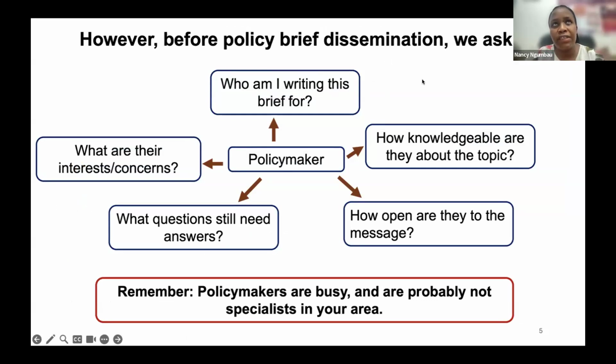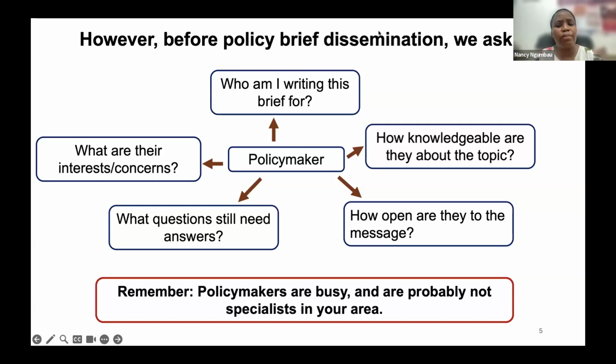Before the policy brief dissemination, as I'd said, we usually ask, so you have the policymaker, and I think I've defined the policymaker, the head of department, whoever the person is making the decision. The questions we ask is, who am I writing this policy brief to? How knowledgeable are they about that topic? And you realize that policymakers are diverse. So they range from people who are well knowledgeable to people who may not have any knowledge within that topic.